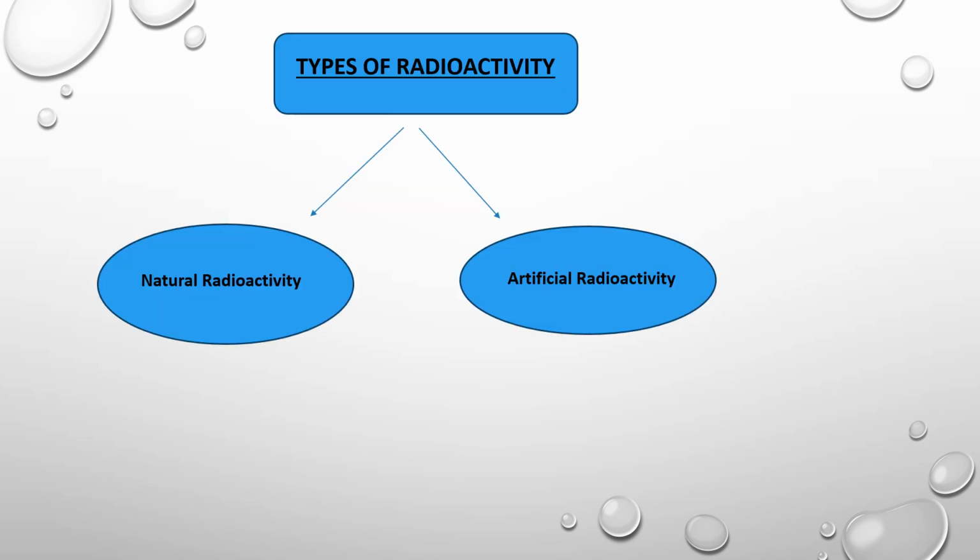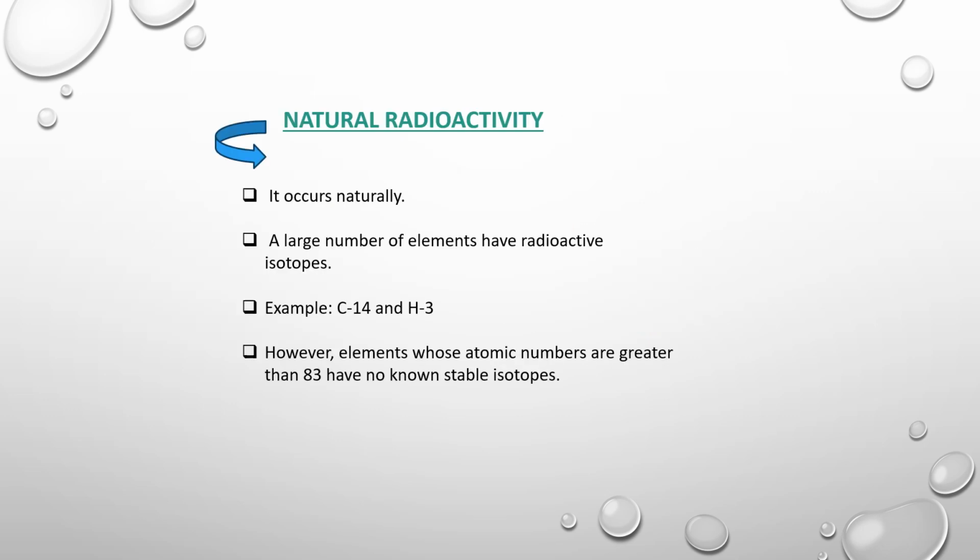There are two types of radioactivity: natural and artificial. Natural radioactivity occurs naturally. A large number of elements have radioactive isotopes, for example C-14 and H-3. However, elements whose atomic numbers are greater than 83 have no known stable isotopes.